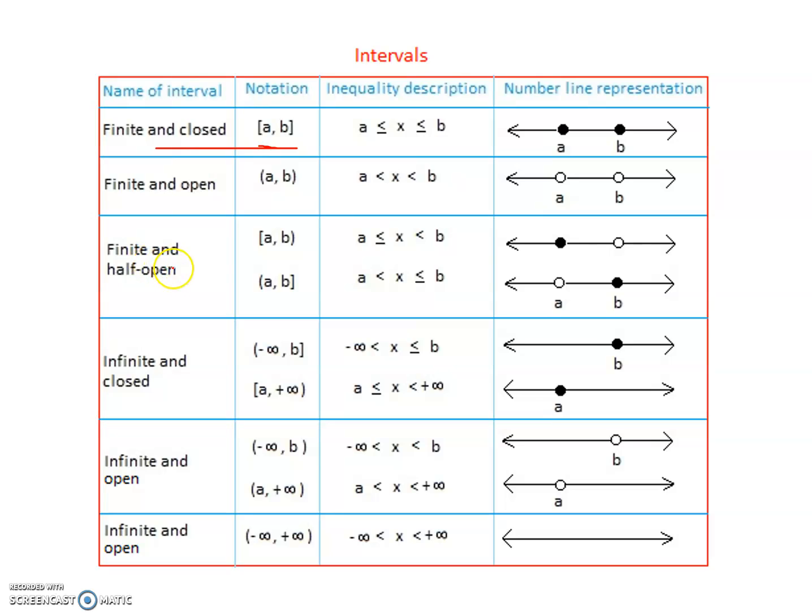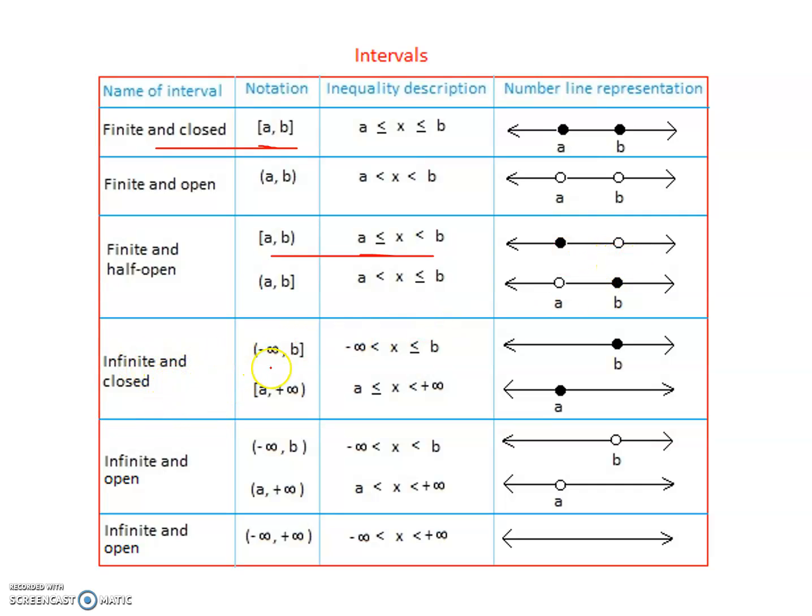Next, finite and half open, half closed interval: (A, B], open at A and closed at B. So we use A less than X less than or equal to B, with the dot closed at the end.